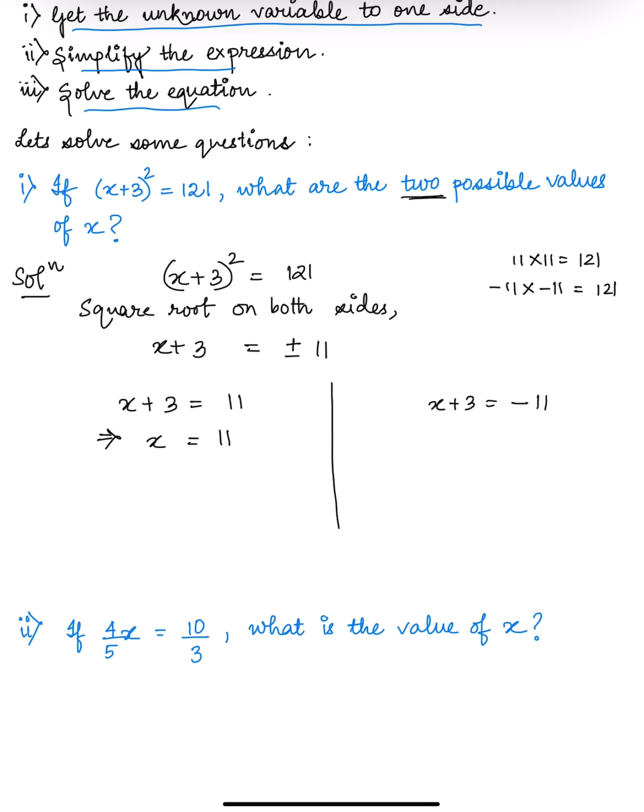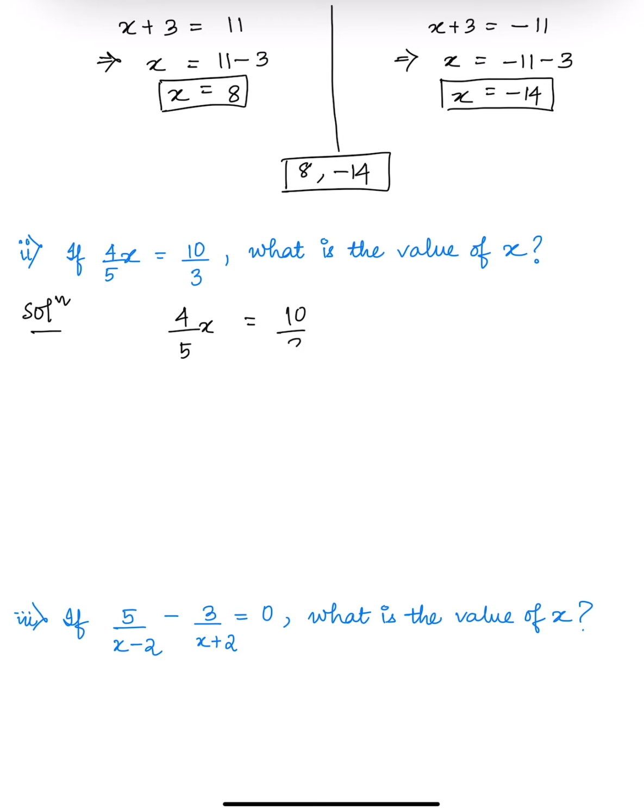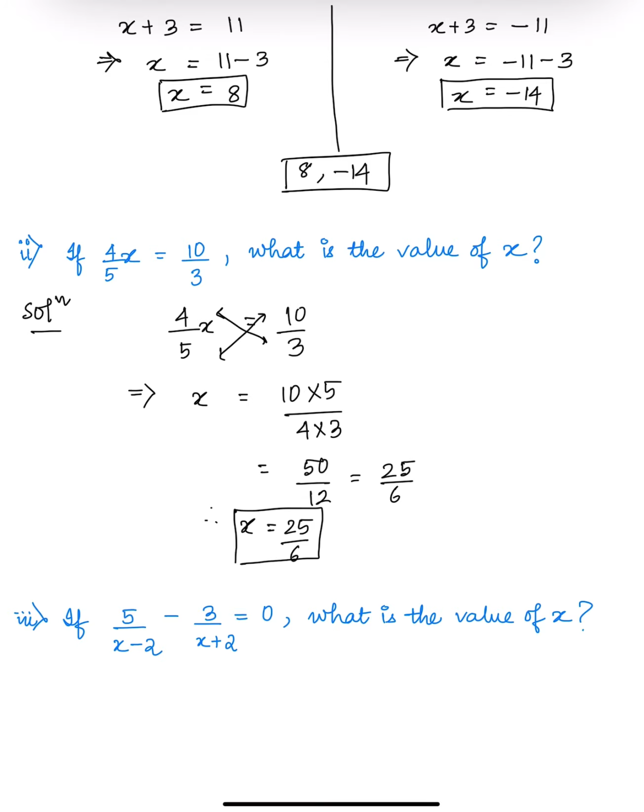Now the next is, this is given, we have to find the value of x. So 4 by 5x equal to 10 by 3. Now we can just use cross multiplication and keep x over here because that's what we need to find. So x is 10 into 5 by 4 into 3. So that is 50 by 12. We can obviously simplify if we want. So 25 by 6, because both are divisible by 2. So therefore x is 25 by 6. This is the final solution.